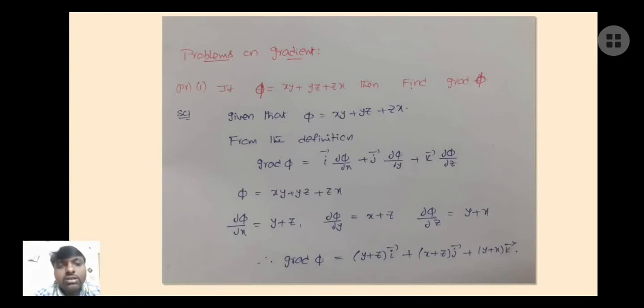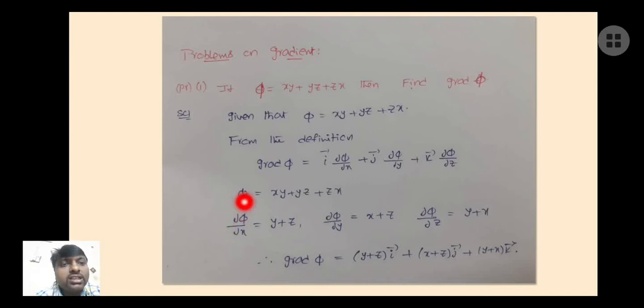Okay, now I go through the examples for a better understanding of gradient. In the first example, if phi is equal to xy plus yz plus zx, then find grad phi. They give a scalar point function, and for that scalar point function I have to calculate the gradient. So given that phi is equal to xy plus yz plus zx, from the definition of grad phi, I am writing i bar dou phi by dou x plus j bar dou phi by dou y plus k bar dou phi by dou z.